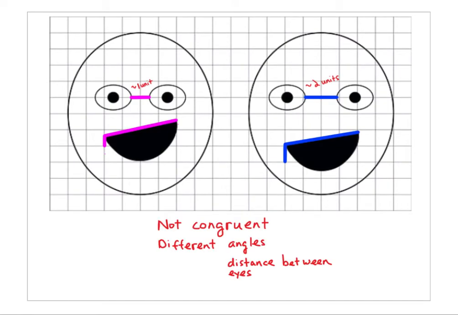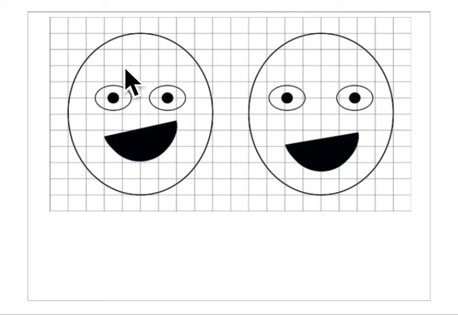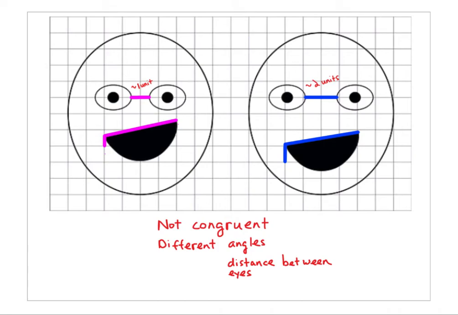Well, first of all, actually, let me go back for just a second. The outline of the face, the oval that goes around each face, is identical. So is that enough to make these faces congruent or identical? And the answer is no, it's not.